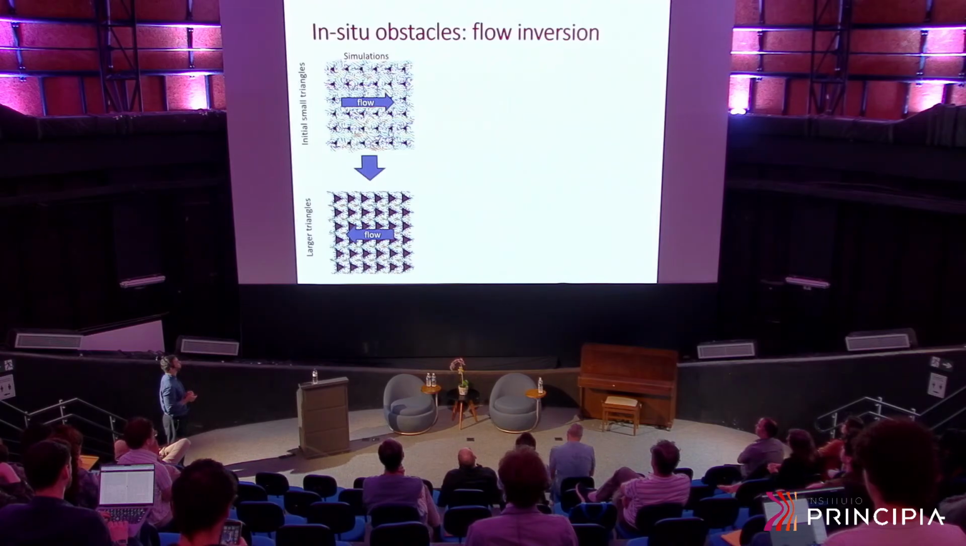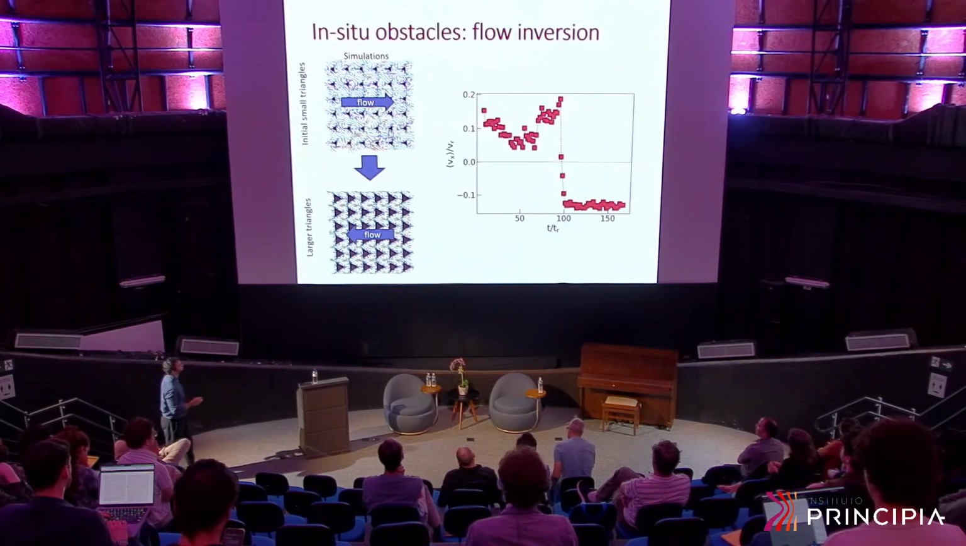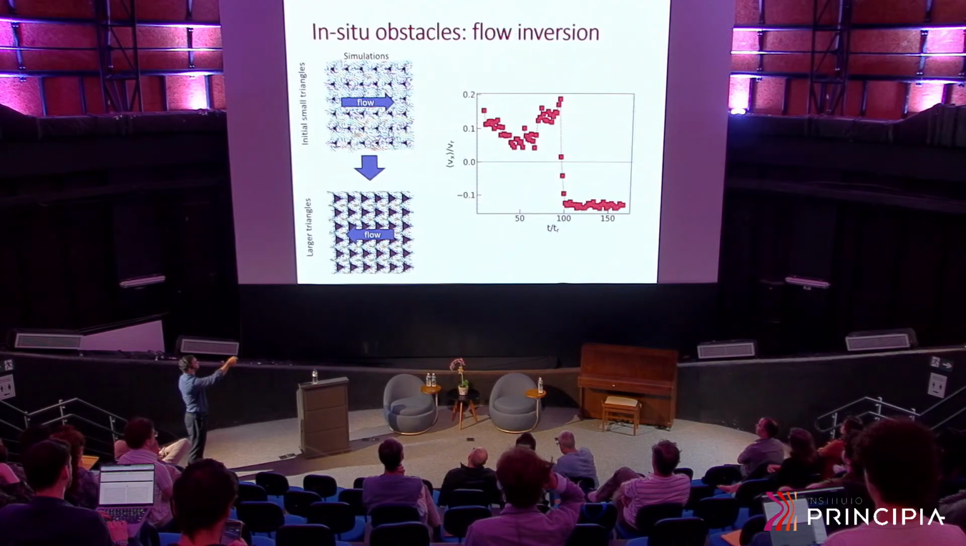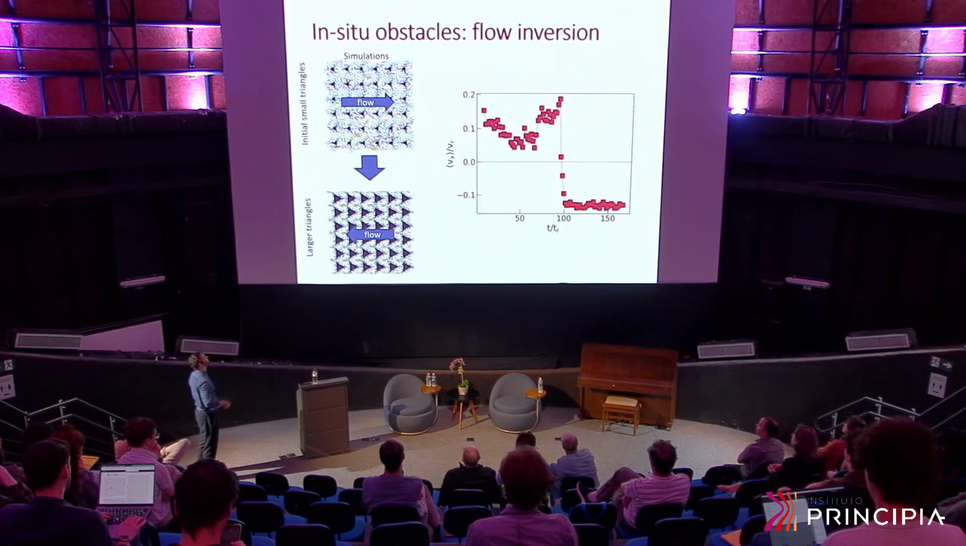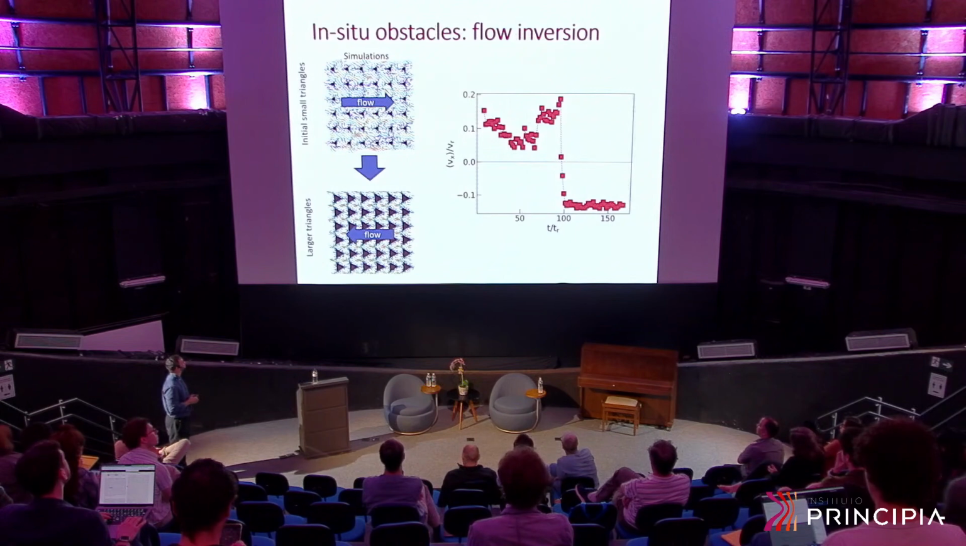So we can observe this in the average velocity. With the small triangles, the flow field is not so ordered, but is always positive, so it can oscillate a bit more. And after the creation of the larger triangles, the flow field is inverted, so it goes to the other side. So they also tested this with experiments, but they don't have the video here to show. You have to believe me.